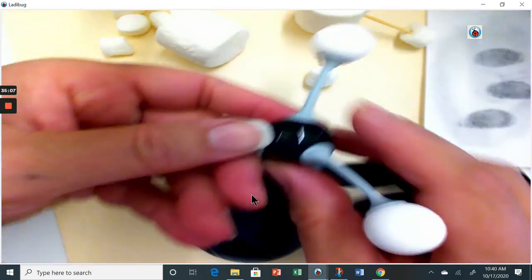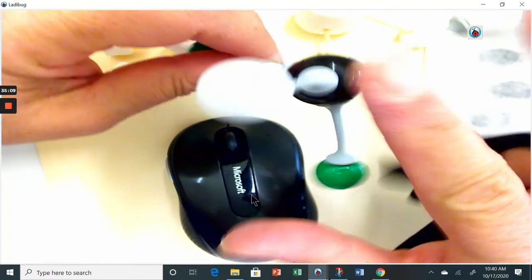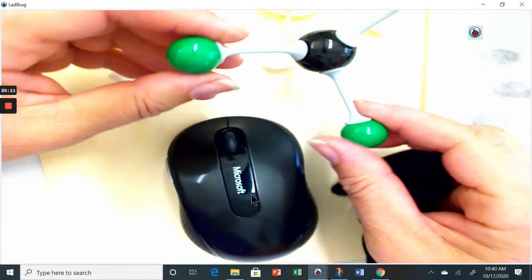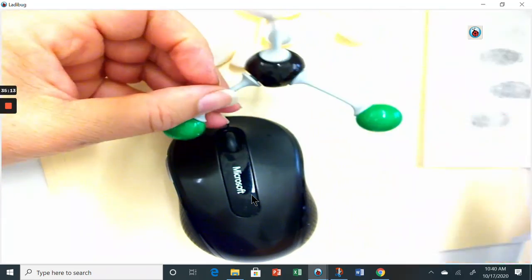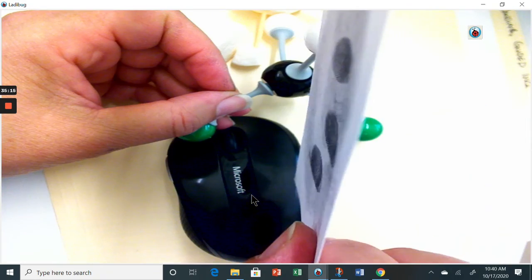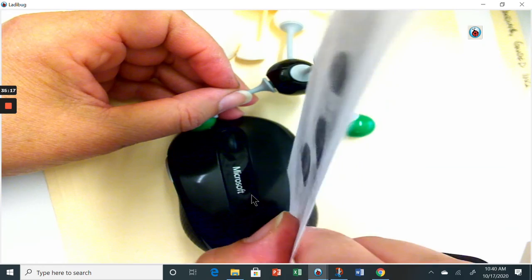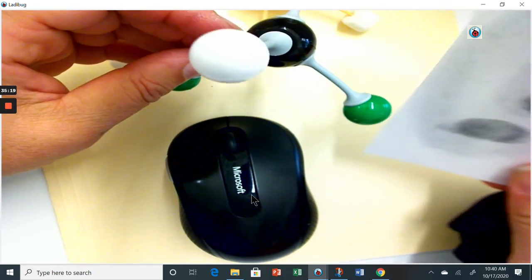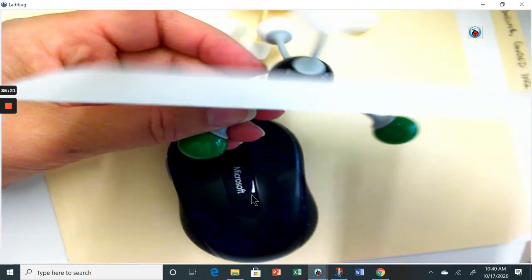So here's my molecule, right? Here's the 2 hydrogens, they're white. Here's the 2 fluorines, they're green. Yes, I can have a plane that goes this way. I can have a plane that goes this way. But I don't have a plane that goes this way.